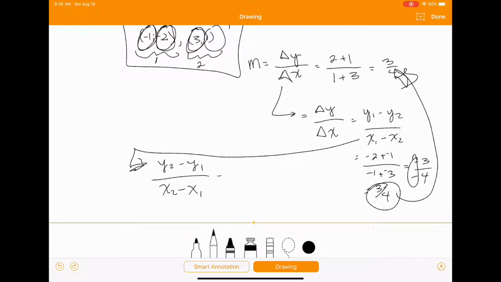So you'll end up with 1 minus a -2 over 3 minus a -1, which is going to be 3 over 4, right? So you get the same thing no matter which method you choose. Just stay consistent so you don't get confused. But whatever is easiest and makes most sense for you, go ahead and just use that.